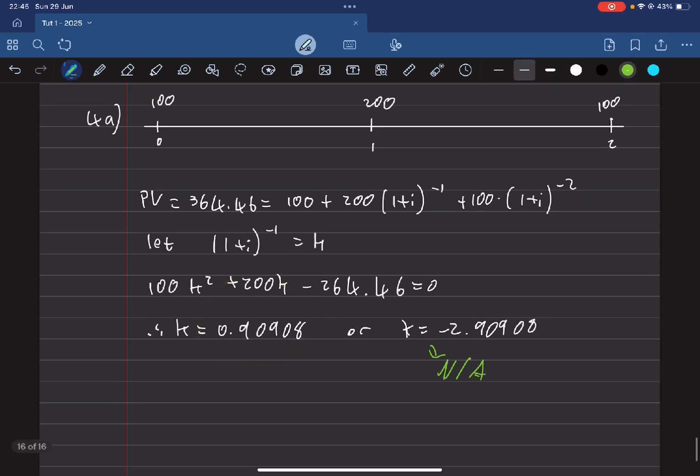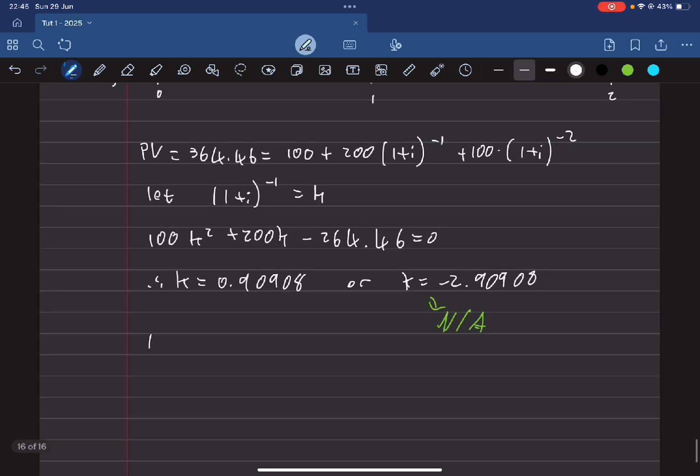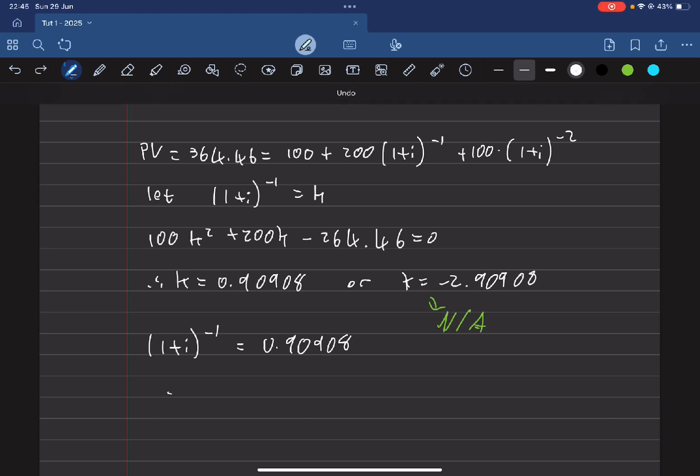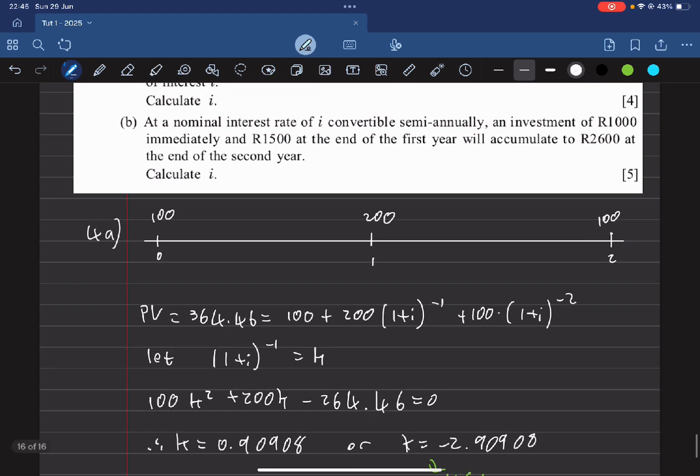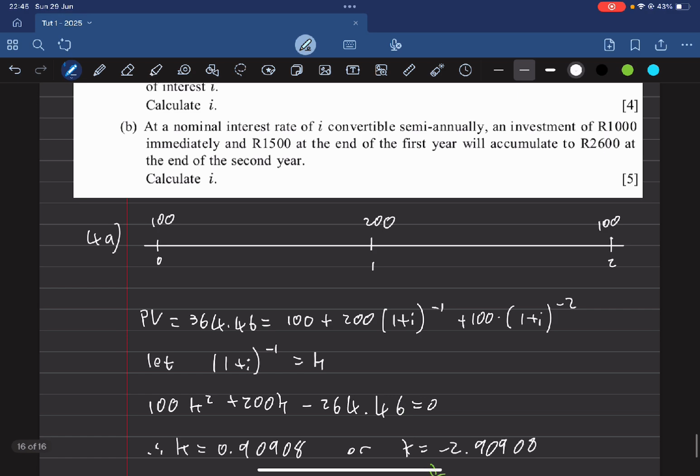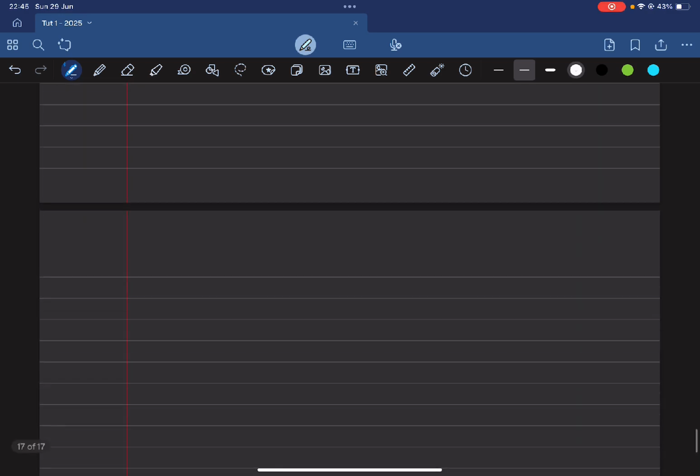And now to get our interest rate, we can just say 1 plus i to the negative 1 is equal to 0.90908. And if we solve that, we get 1 plus i equal to 1.1. Therefore, i equals 10%. So your interest rate is 10% if these are your payments and that's your present value. Okay, so that's A. Let's have a look at B.